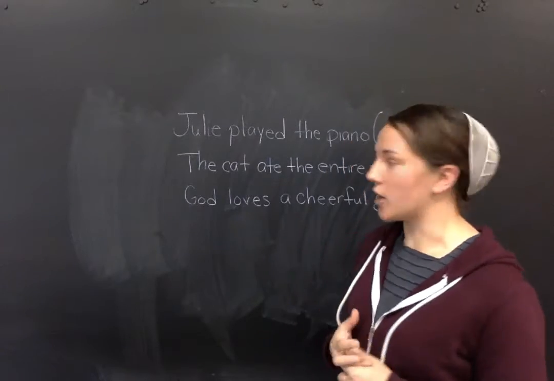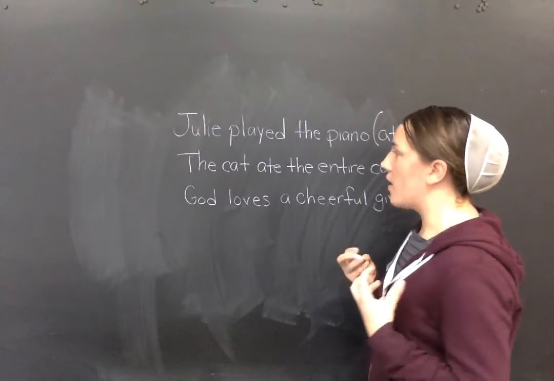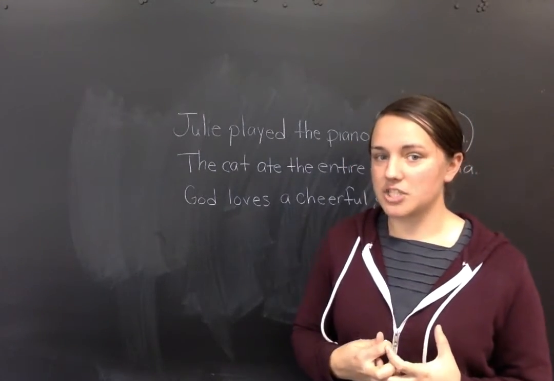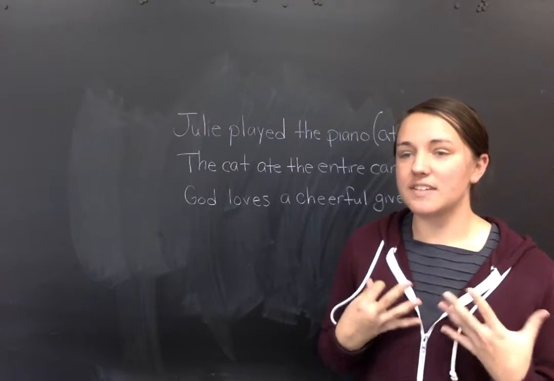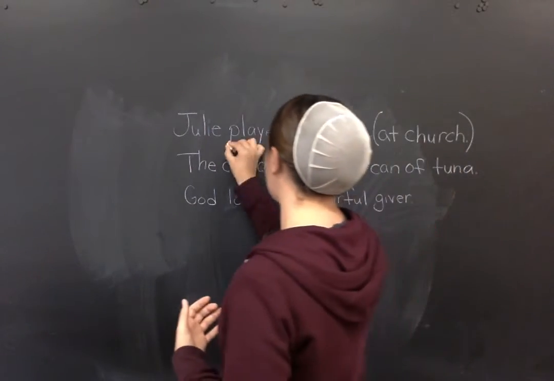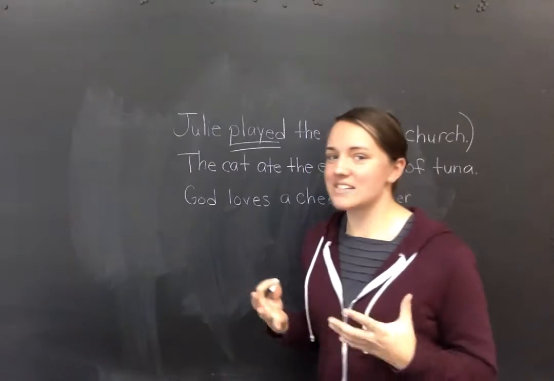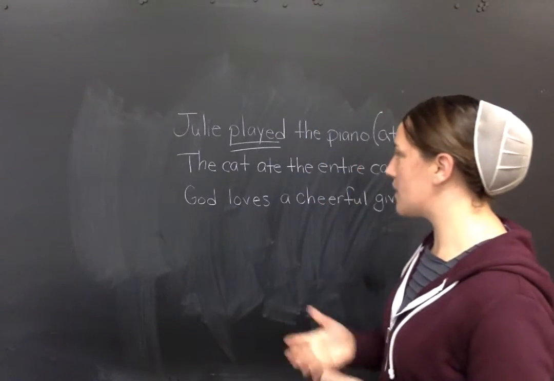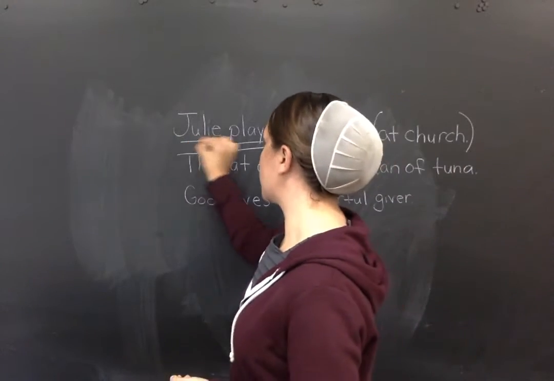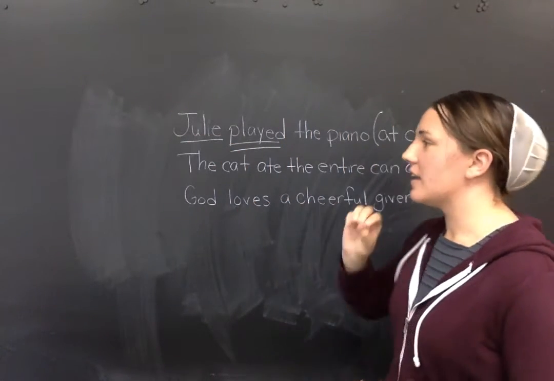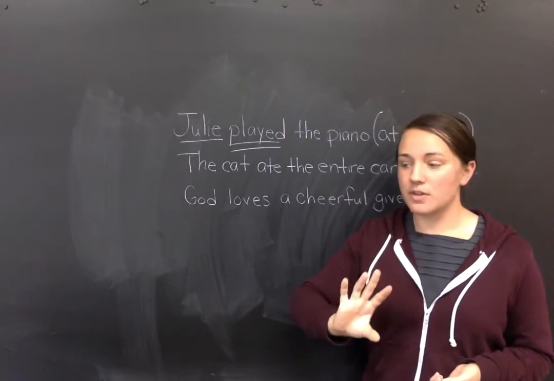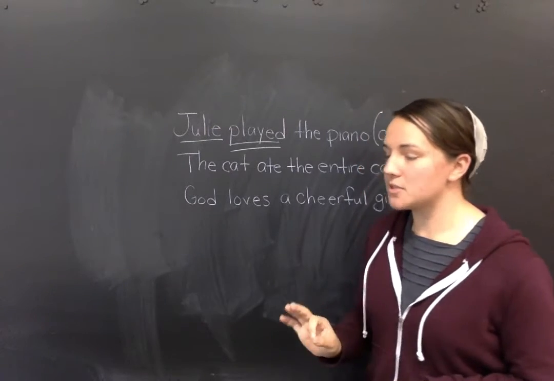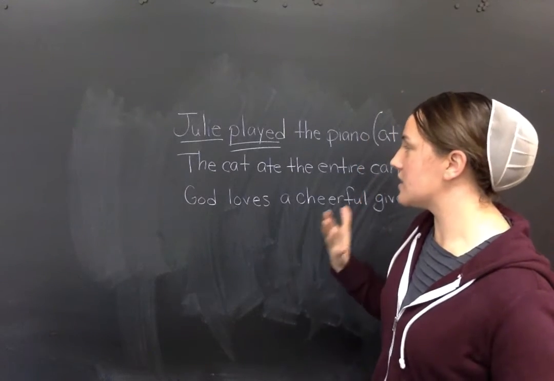Next, find the verb. Direct objects have to come after action verbs. So find the verb and see if it's action or being. Here is the verb. Played is an action verb, so there could be a direct object after this. Now find the subject. Julie is the subject. Julie played.